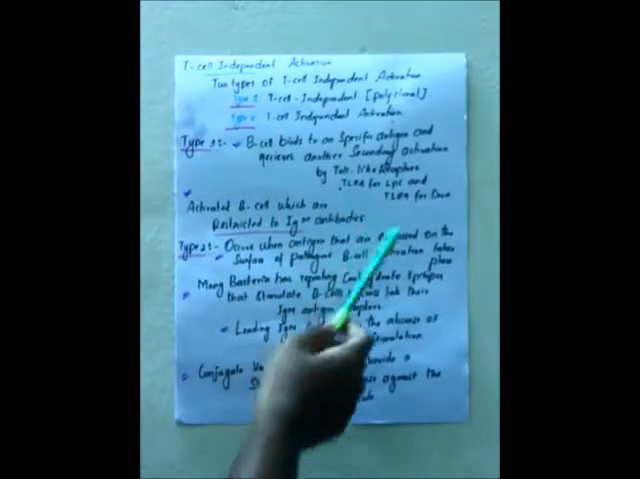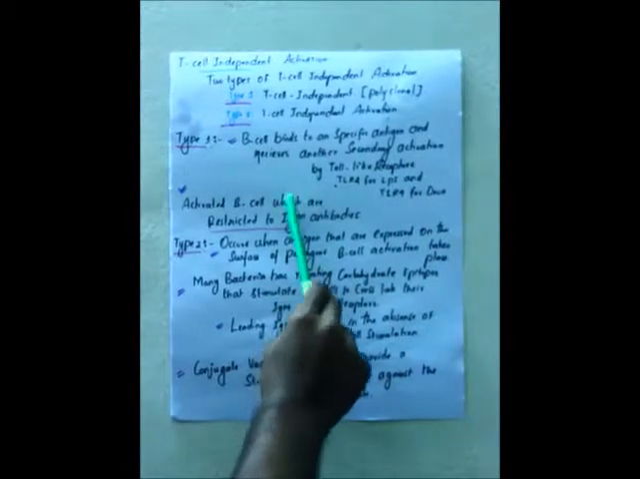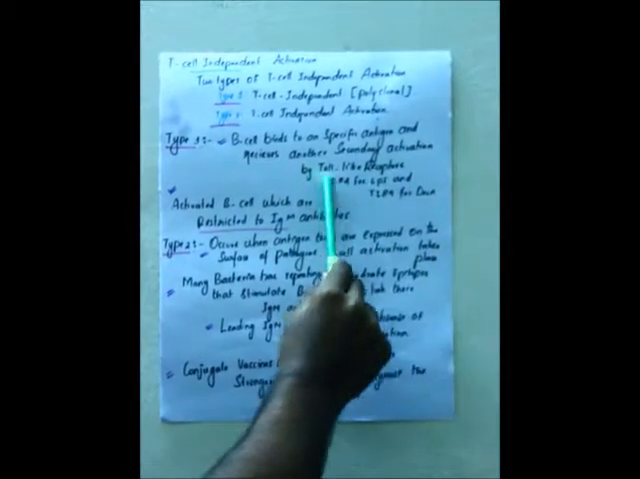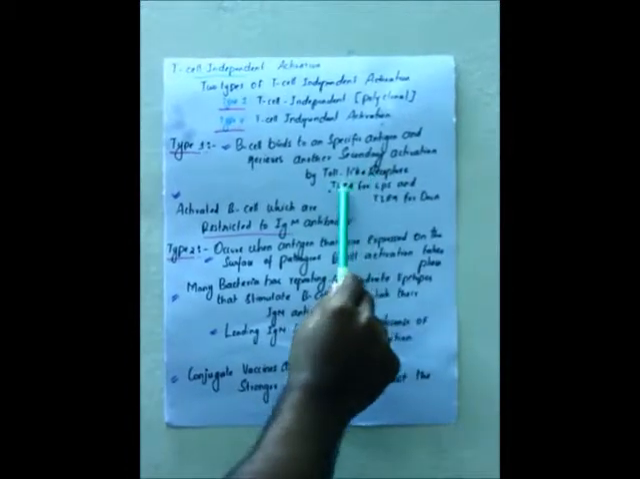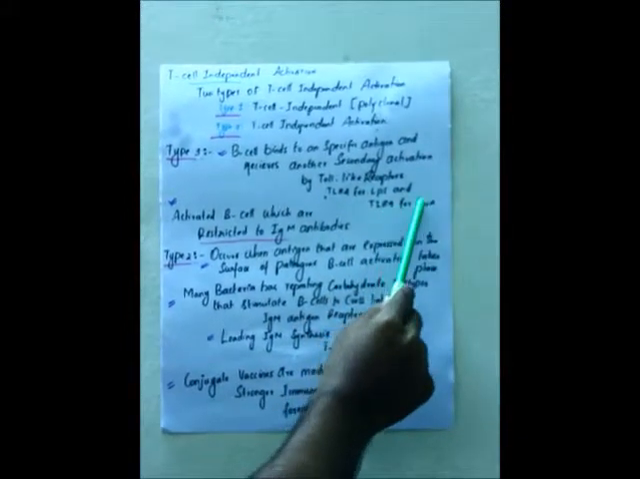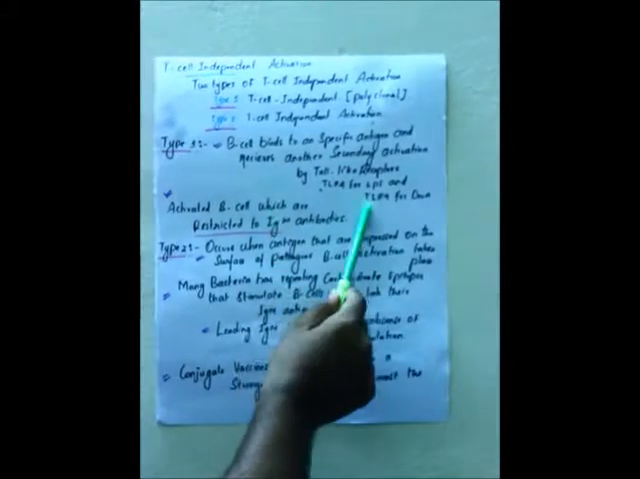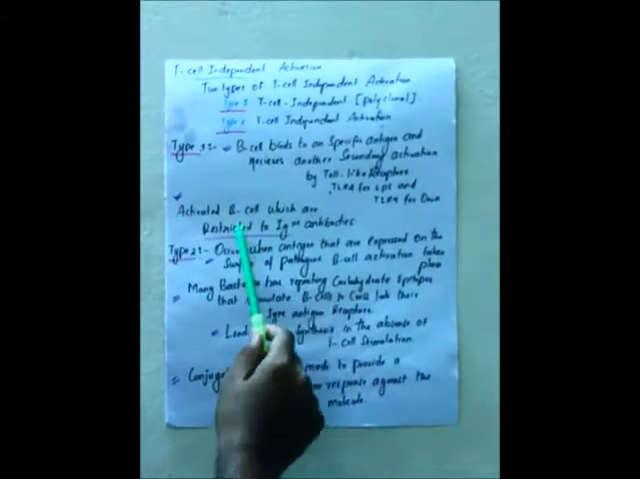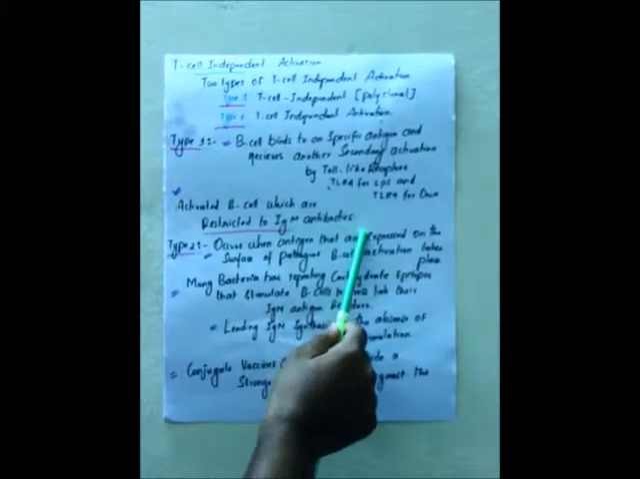The B cell binds to a specific antigen and receives another secondary activation by a toll-like receptor. The toll-like receptors are like TLR4 for LPS and TLR9 for DNA. These activated B cells are restricted to IgM antibodies.